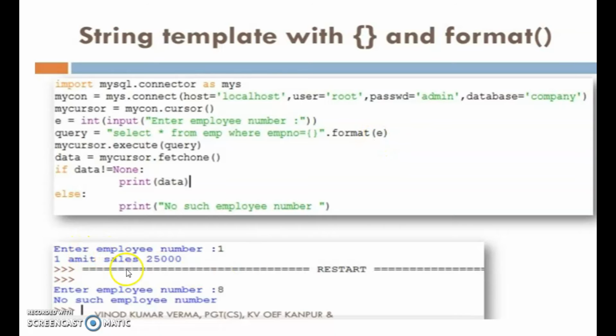So here, the output: enter employee number 1. So 1 means sales 25,000. The first record is printed here. Then one more output: enter employee number 8. So there is no such employee number. That message will be printed here.